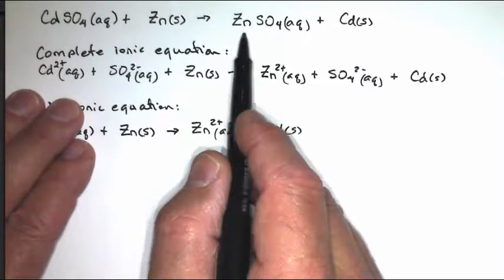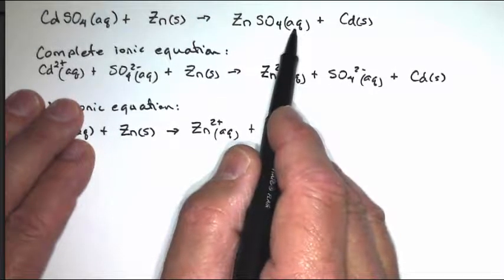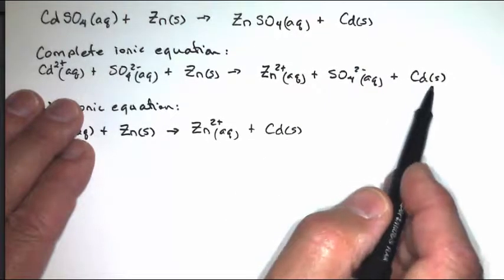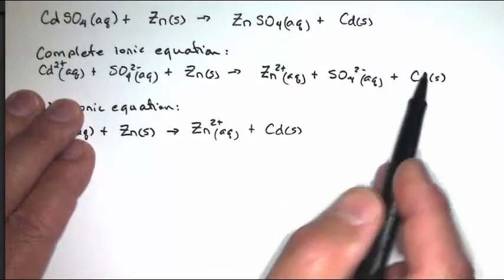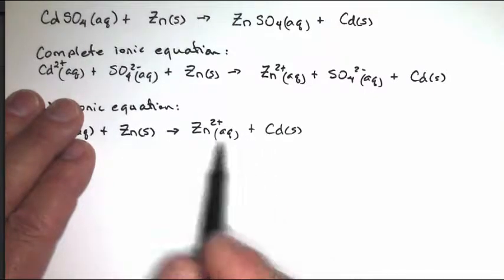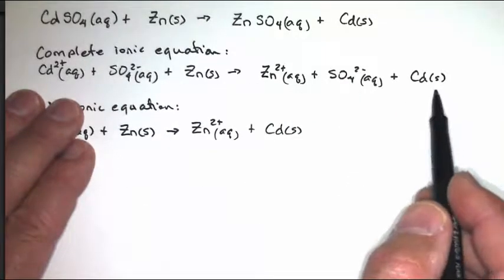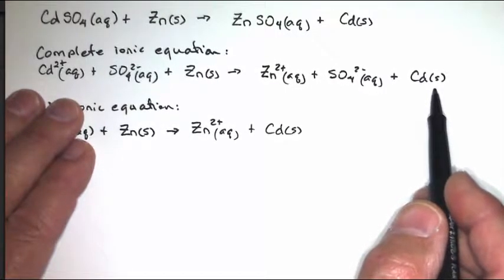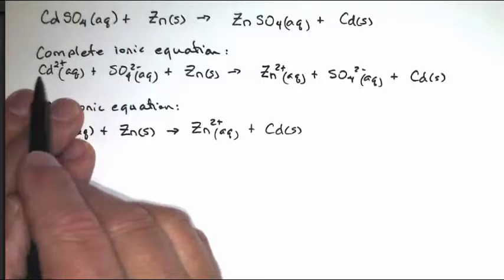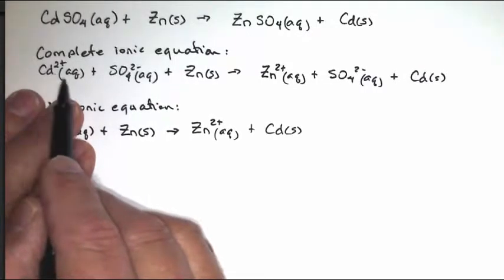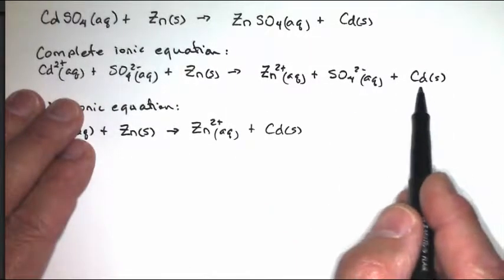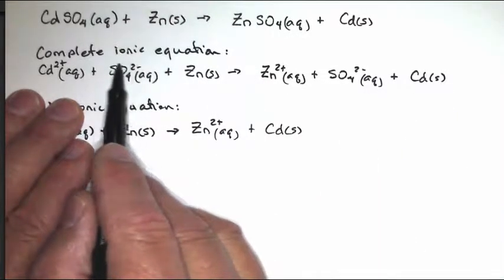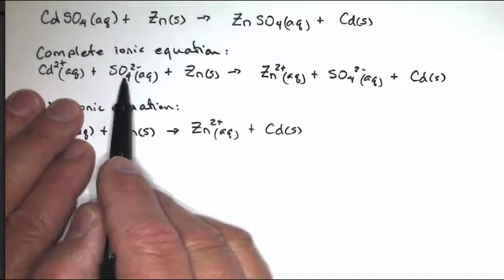This one's breaking up because it's aqueous. So it's breaking up into zinc ions and sulfate ions, but cadmium over here is solid. It has no charge, it stays the same. Okay? So the complete ionic equation looks like this. In the net ionic equation, we only keep those things that change. So cadmium over here, it has a 2+ charge and it's aqueous, and it changes to cadmium that's solid. So cadmium's changing.